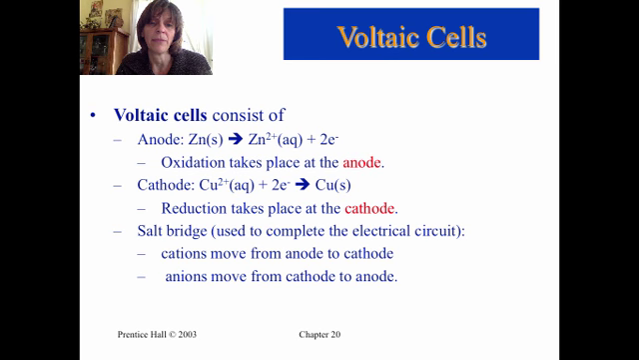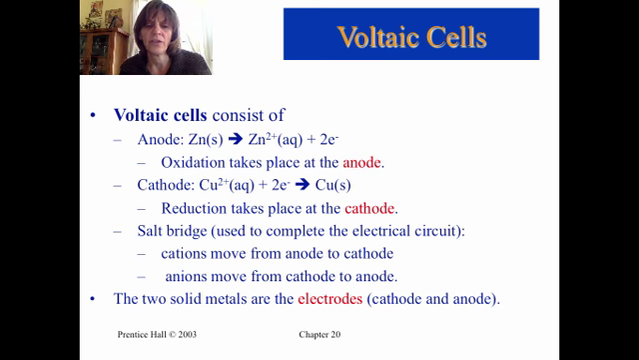Okay, some basic vocabulary. The anode was the zinc, because oxidation takes place at the anode, both vowels: anode, oxidation. Cathode is where reduction takes place. I gave you that example in class of how to remember that one. And you have to have a salt bridge to complete the circuit so that the charge can stay balanced. The cations move from the anode to the cathode, and the anions move from the cathode to the anode. And lastly, the two solid metals are the electrodes, called cathode and anode.